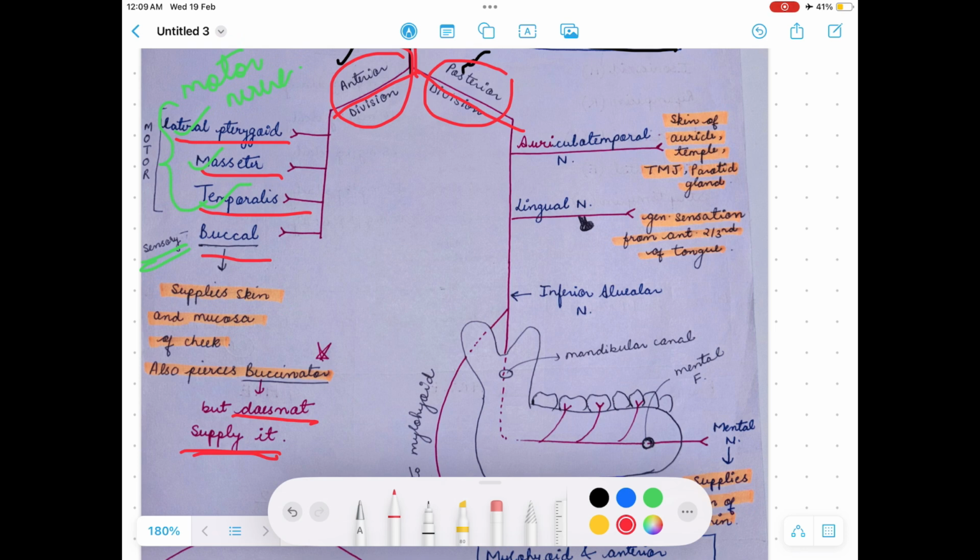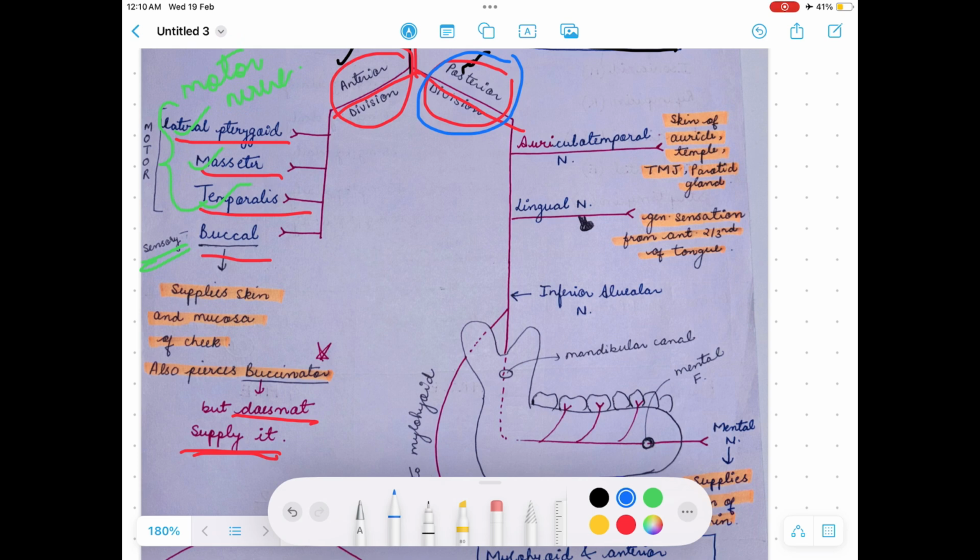Very frequently the external examiner asks this question in the viva. Does the buccal nerve supply the buccinator muscle or not? No, it does not supply. It pierces the muscle, but it does not supply anything to the muscle. Okay, now let's come to this side, that is the posterior division.